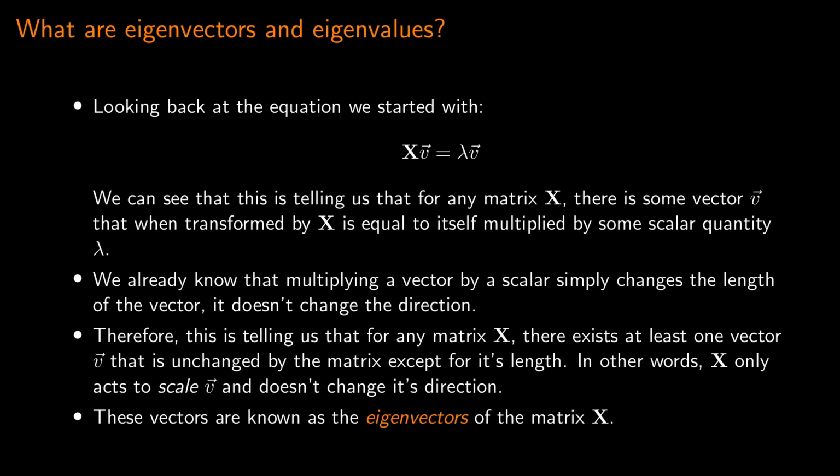And to understand a little bit more clearly what this is really saying, and I actually think this is really incredibly interesting, because what we're really saying is that there exists a set of vectors for any matrix that do not change direction when you multiply them by that matrix, which I think is pretty cool.